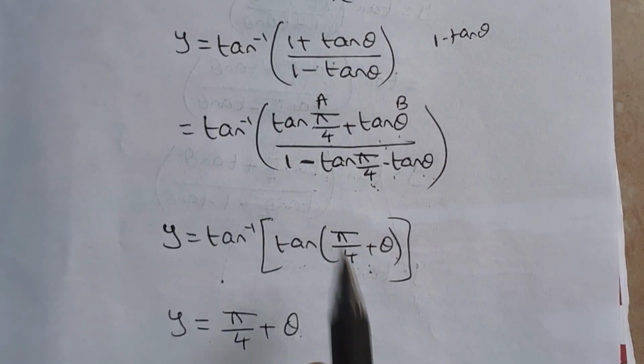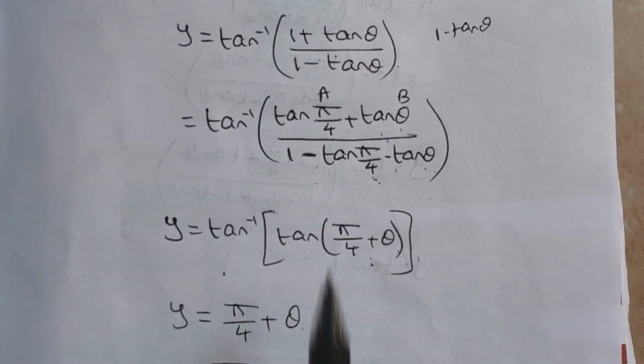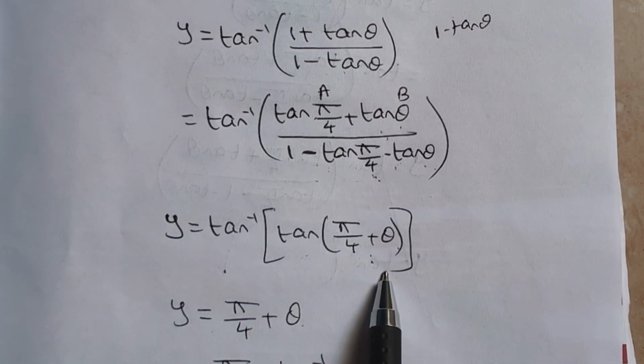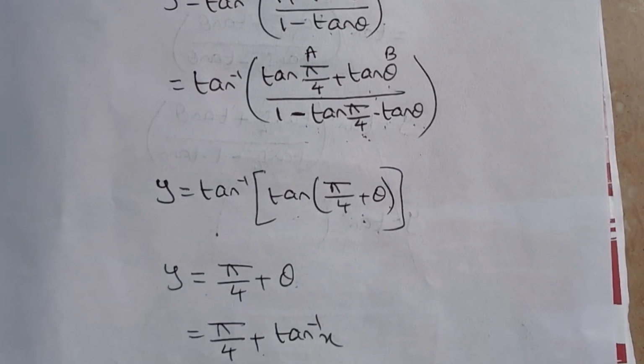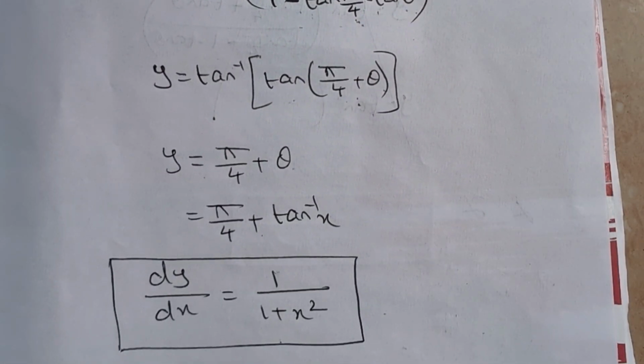So always remember, if you have an expression like 1 plus tan theta upon 1 minus tan theta, this can be directly written as tan of pi by 4 plus theta. So tan inverse of tan of pi by 4 plus theta will be pi by 4 plus theta, and then you can differentiate this easily.